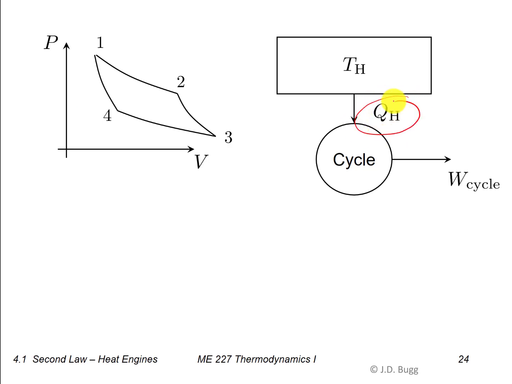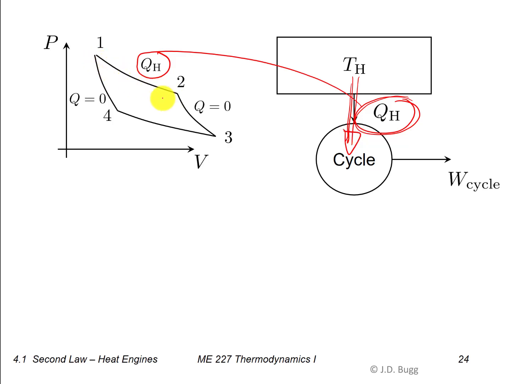Well, remember that the process from 4 to 1, the last process, was adiabatic, and the process from 2 to 3 was adiabatic. So for these 2 processes, there's no heat transfer with the surroundings at all, so we don't have to worry about those. The process from 1 to 2 is where our cycle is receiving heat from the surroundings. So the QH in this schematic is happening here as we go from 1 to 2. Heat is being supplied to our cycle from the surroundings.